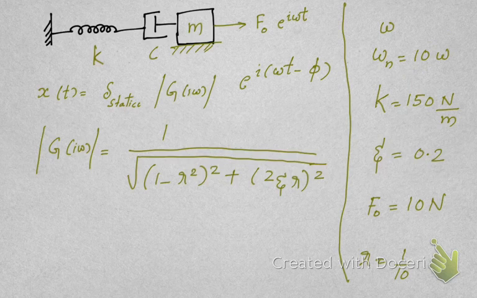Okay, now it's time to start using the concepts which we have already learned. In the figure I have shown a single degree of freedom system subjected to a general excitation force in the form like this, and its corresponding response is also shown here, where delta static is the static deflection, and G of i omega is your frequency response. Then the response is lagging the excitation by an angle phi. I'm not writing the formula for phi here because that is not of much relevance to this problem.